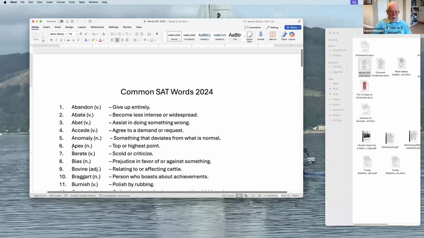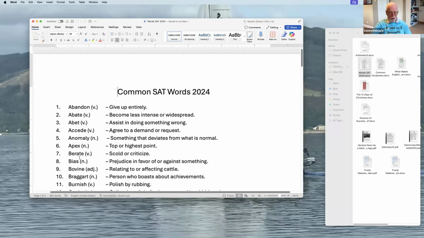And that happens down here in apex. The A is long. But up here in number 3, a bet, it doesn't happen. The A is short. Why does it not happen? I don't know. That's just the English language. We just eventually pronounce the word frequently enough that we're able to know the correct pronunciation. Otherwise, your pronunciations were pretty good.